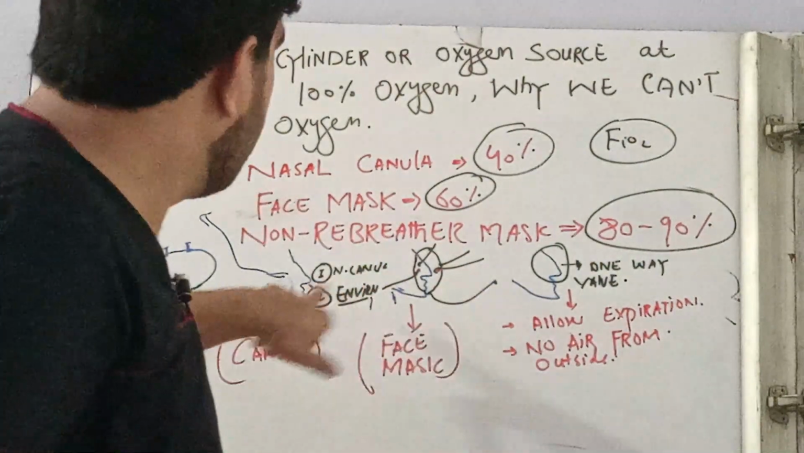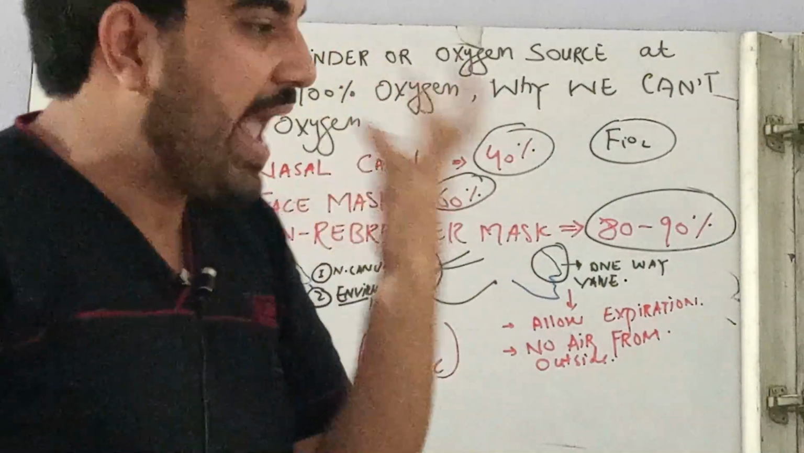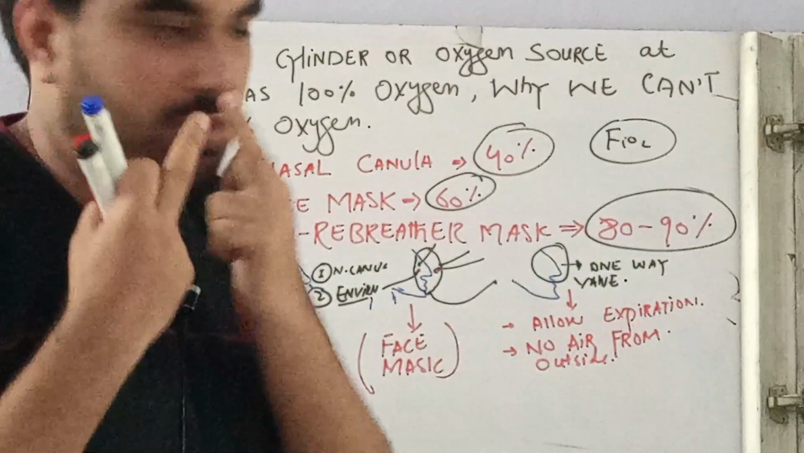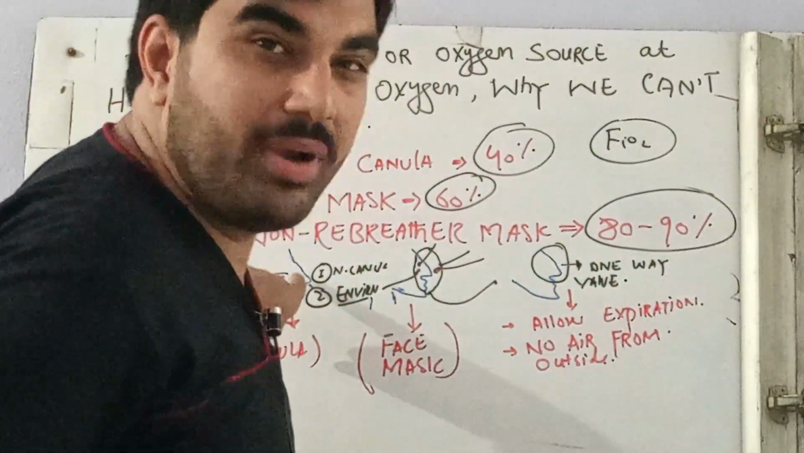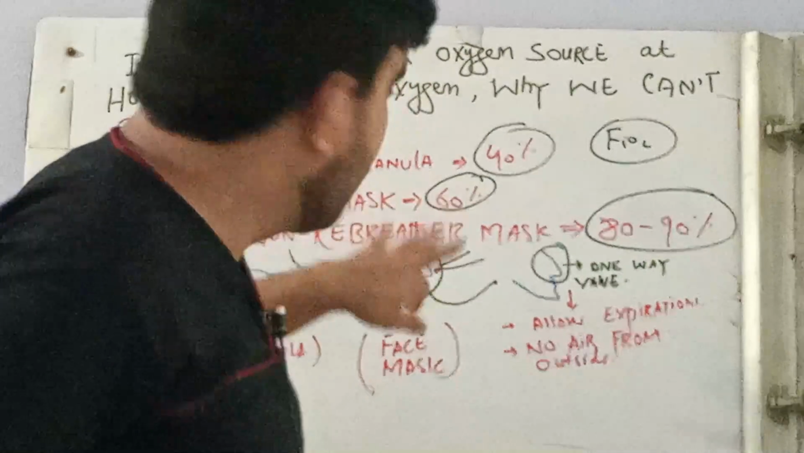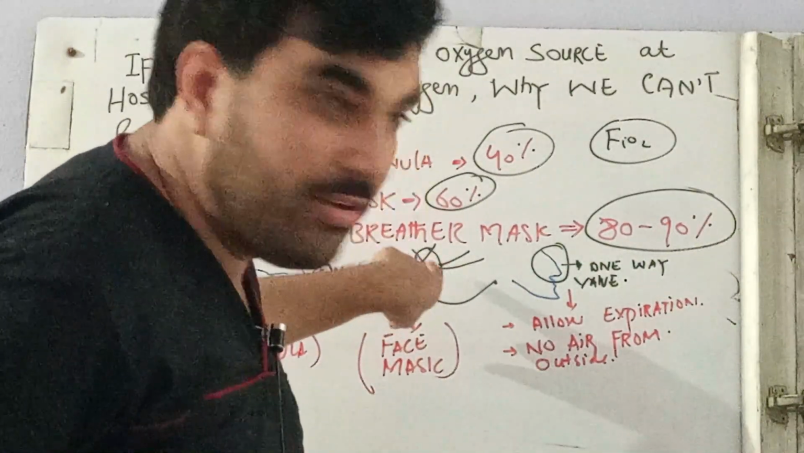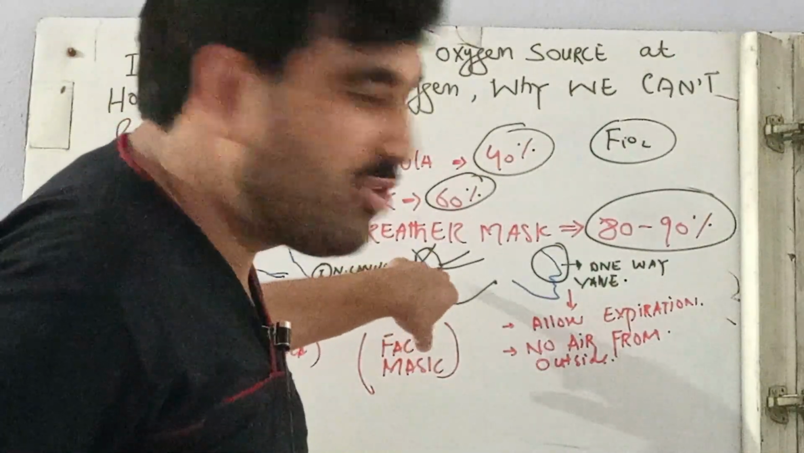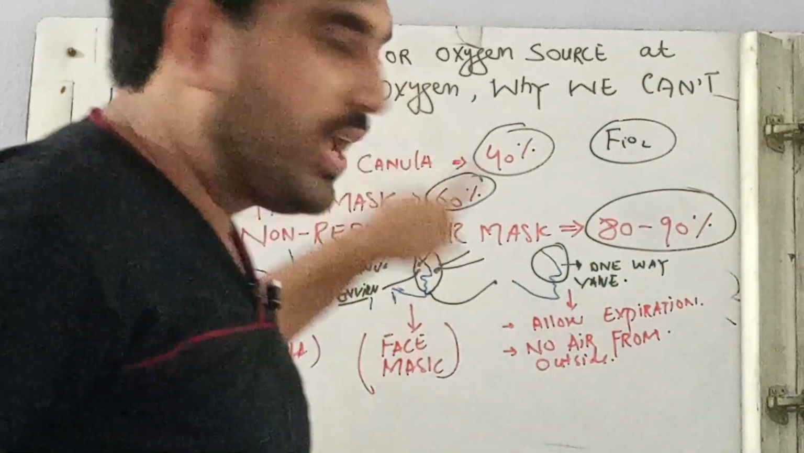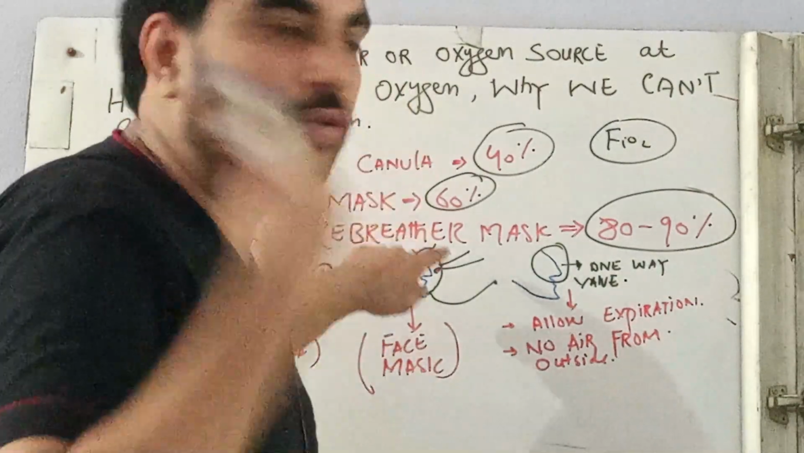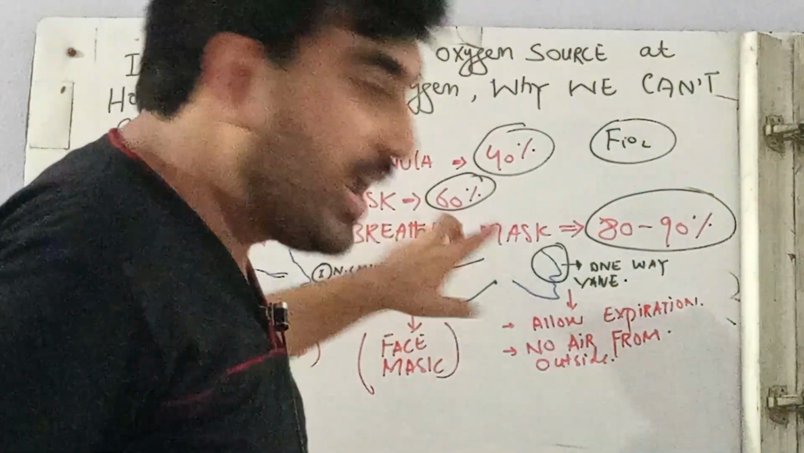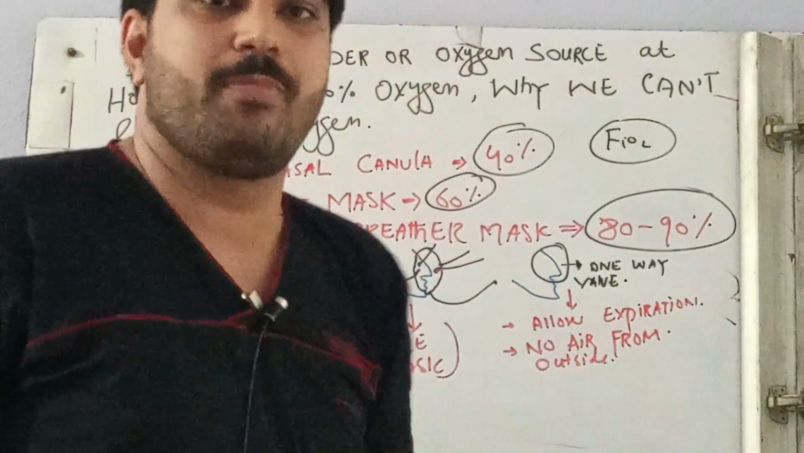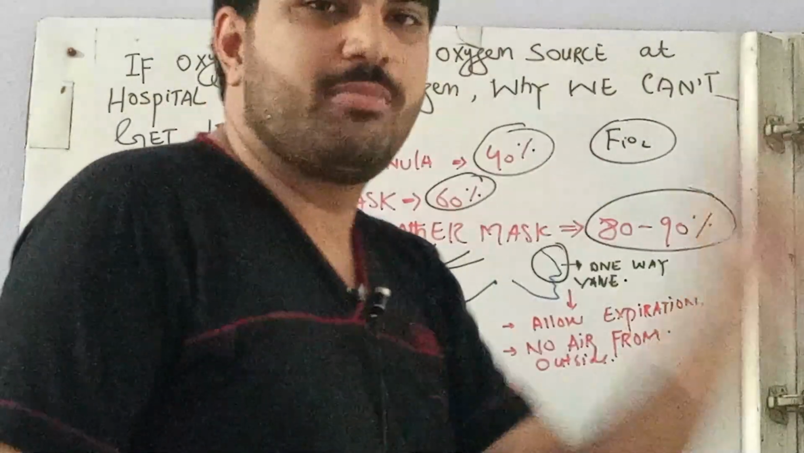But compared to the nasal cannula, we have fixed the mask to the nose. The amount of air from the environment in the nasal cannula case is more as compared to the face mask case. The amount of air coming from the environment is less here. So here you have increased the FiO2. Again, the FiO2 of the atmospheric air and the FiO2 of the oxygen cylinder combine together to give a combined FiO2 of 60%.